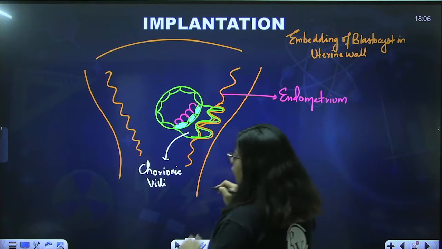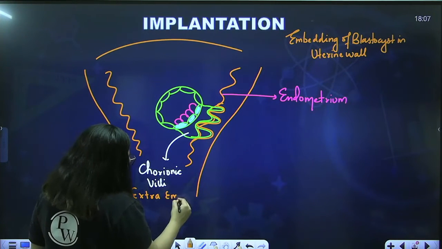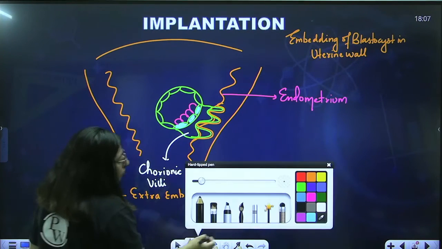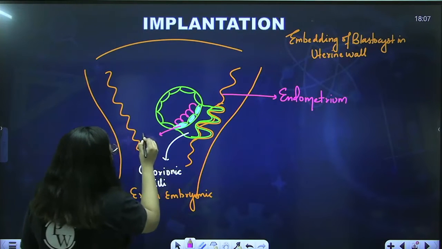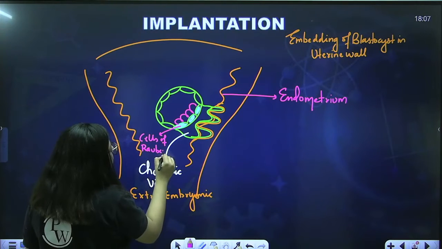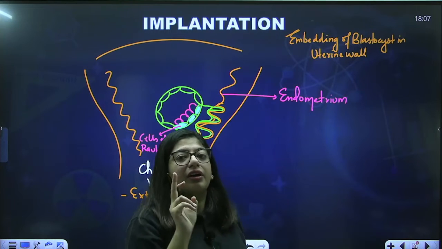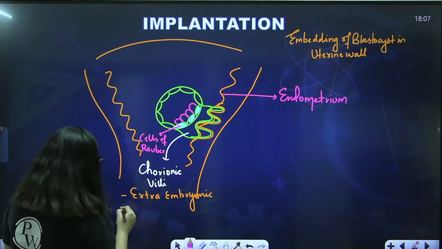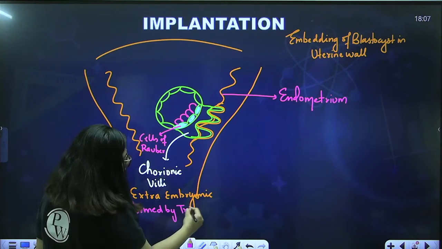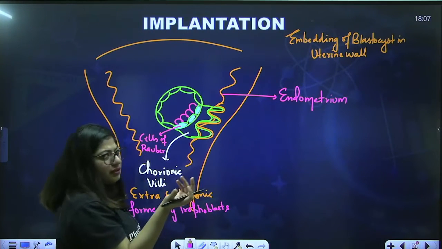Okay. So this chorionic villi is extra embryonic, and what is it formed of? It is formed by cells of Rauber. Another question that can be asked: which cells out of inner cell mass and trophoblast form the chorionic villi? It is formed by the trophoblast, and the special cells are known as cells of Rauber because these are cells of the trophoblast only.